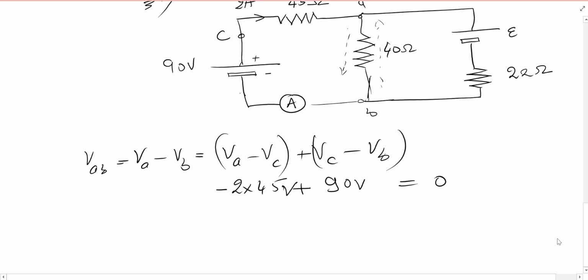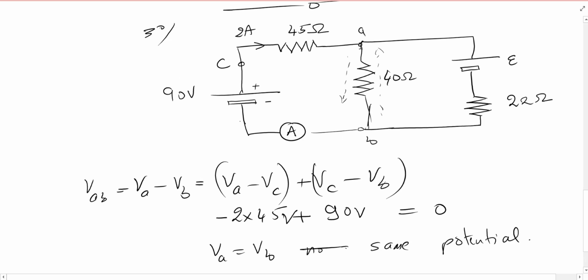As a matter of fact, the next question asks us specifically which one is higher, A or B. The answer, of course, is because VA minus VB is equal to 0, that means VA is equal to VB. That means there is no difference in potential. Both of them are at the same potential. So what's going on? There is no current in here flowing from A to B.